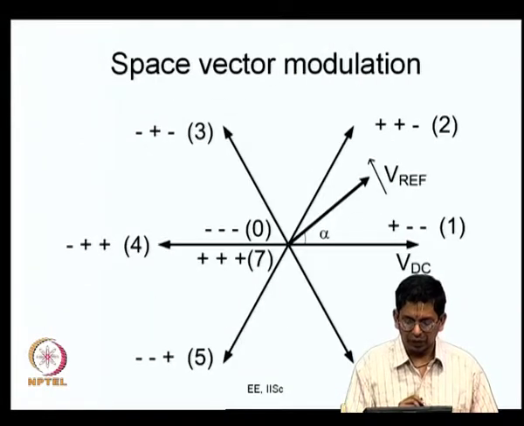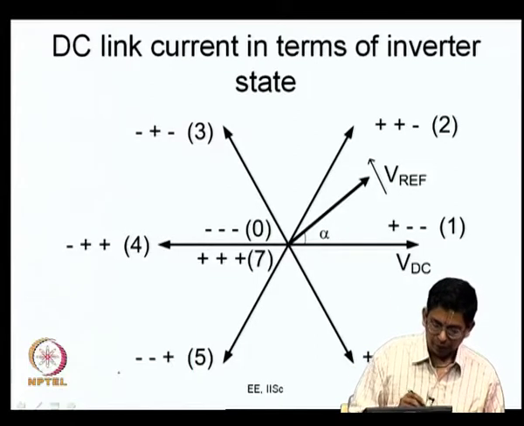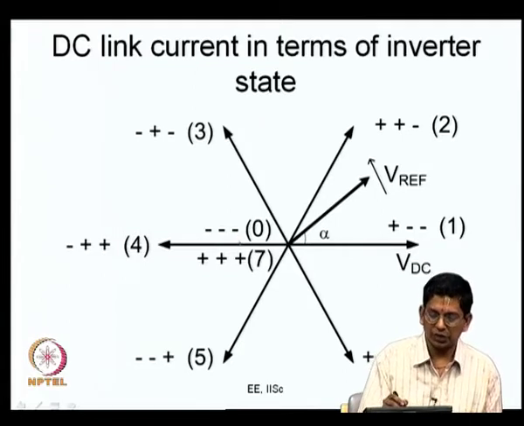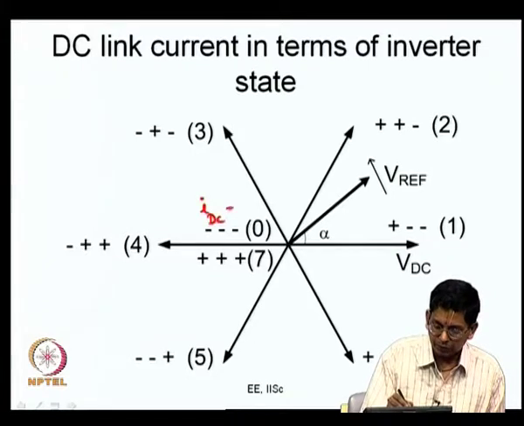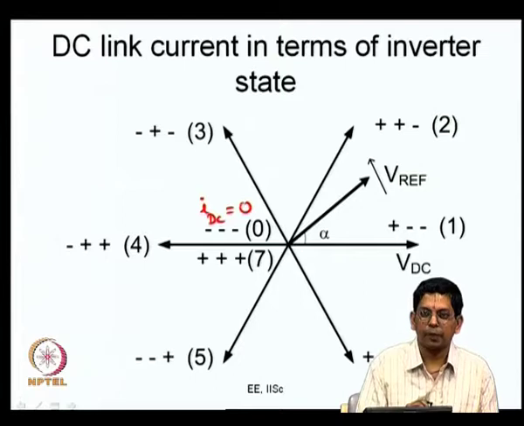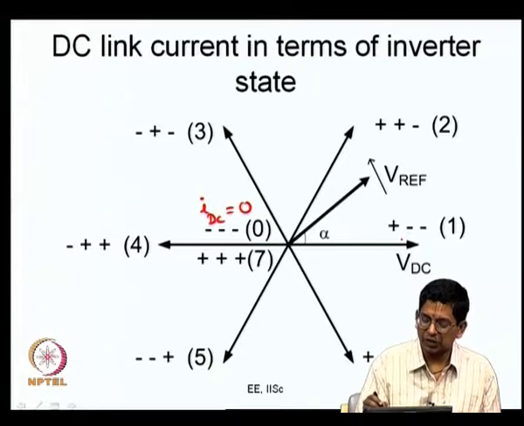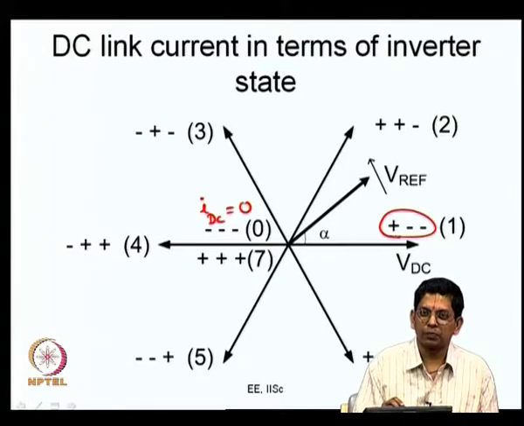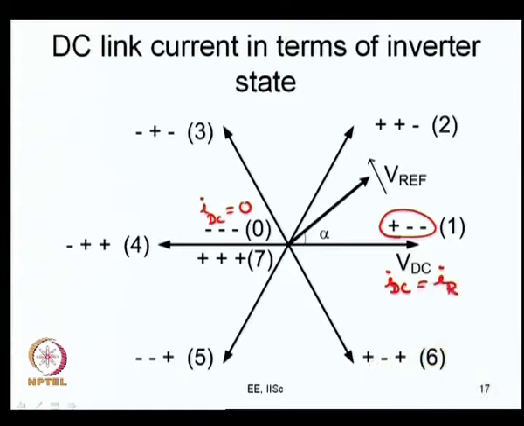Alright. So, we look at the inverter states one by one and write that down. Let us see this here. If you consider the 0 state minus minus minus or plus plus plus, you have IDC equal to 0, as we established just a while back. Now, if you take the inverter state plus minus minus, what happens? SR is equal to 1, but SY is 0 and SB is also 0, and therefore IDC is simply equal to IR.